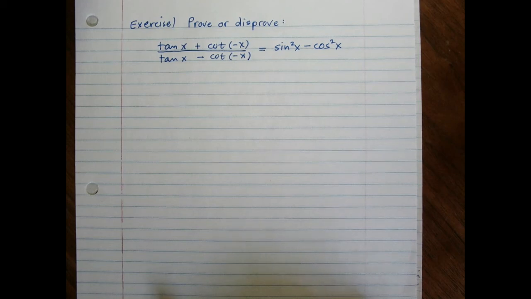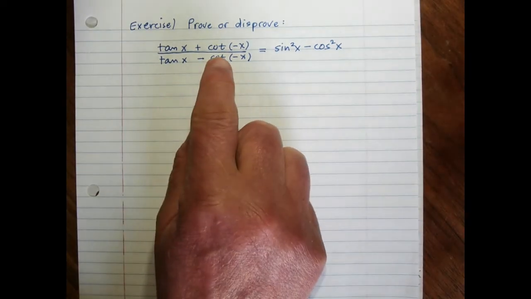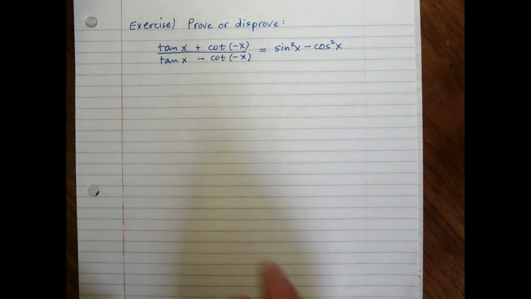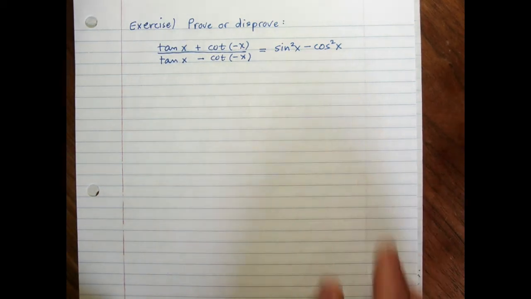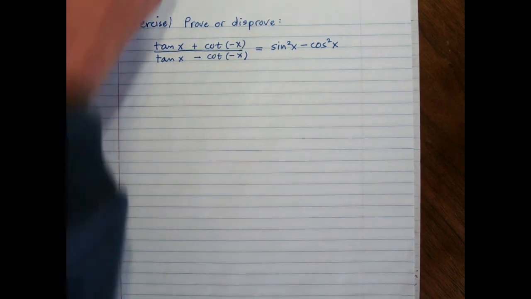Okay, so we're going to look at one more trig identity problem. We're going to look at another example where the directions ask us to prove or disprove. And here's a big mess of stuff: tan x plus cotan minus x over tan x minus cotan minus x equals sine squared minus cosine squared. It might be an identity, it might not.